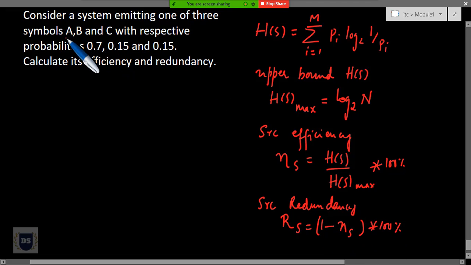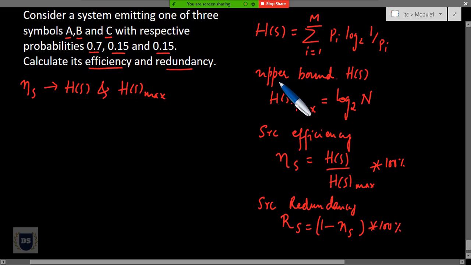So now they have given three symbols, symbols A, B and C, and their respective symbol probabilities 0.7, 0.15 and 0.15 again, and they are asking us to find out source efficiency followed by source redundancy. Now, if I look at the formula of source efficiency, it has H of S in it as well as H of S max. So it's very important to find both these values. So let's make use of our formula number 1 and formula number 2 in order to find H of S and H of S max.